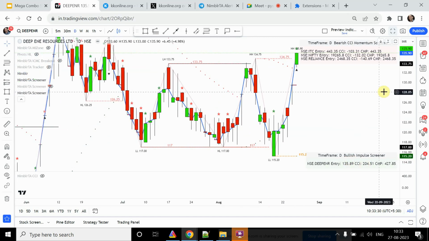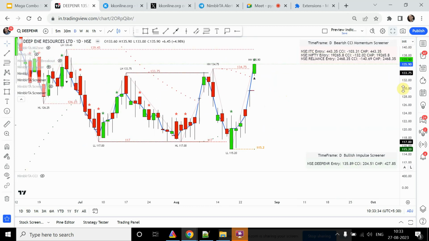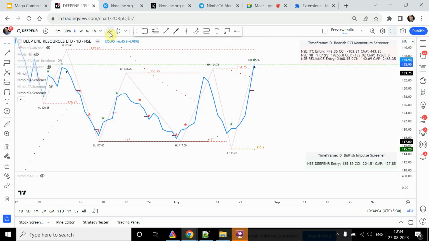This chart is very interesting, and it was also shared by Dishma yesterday. Based on our TradingView indicator itself, we are able to see this is a lower low value of 115.20, and on the daily time frame the previous high has been crossed. The previous high was 134.75, and it has now been crossed and we have reached 135.90. If we look at the line chart, there's a lower low which has been formed and a new high it has given.